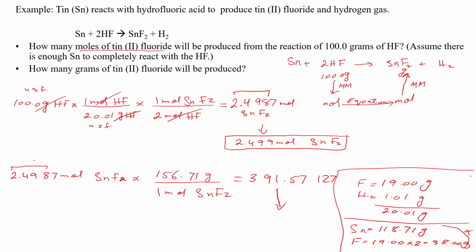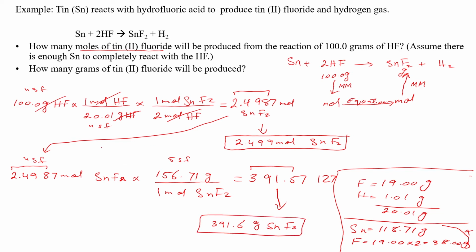And again, when you round it to the proper number of sig figs, remember here your sig figs will be under this bracket. So we have 4 sig figs here and 5 sig figs here. This bracket came from here, okay? So just in case, this came from here. So 4 sig figs there and 5 sig figs here. 4 is the least number. You are going to round it to 4 sig figs. It will be 391.6 grams tin 2 fluoride.